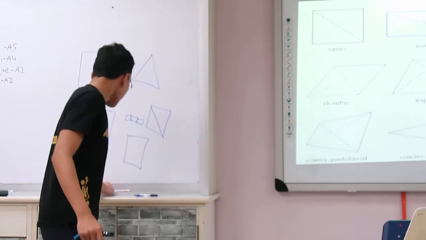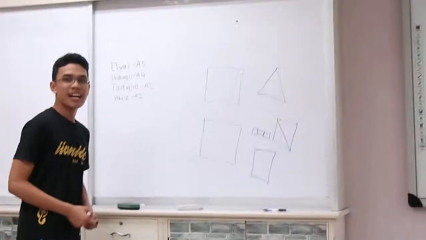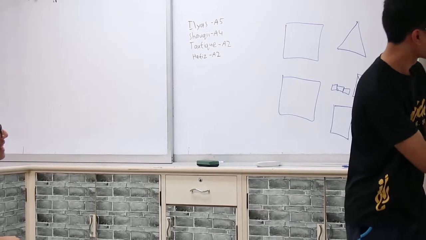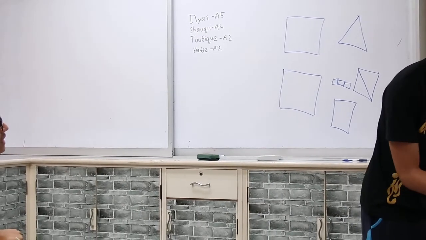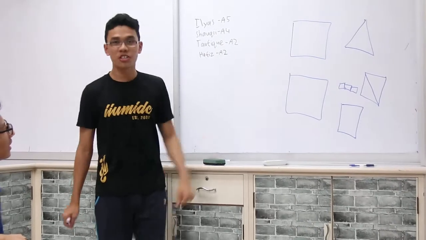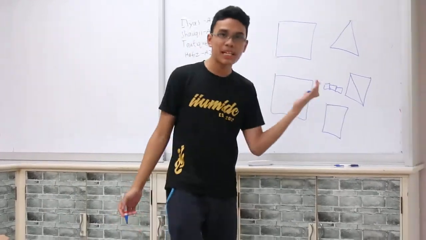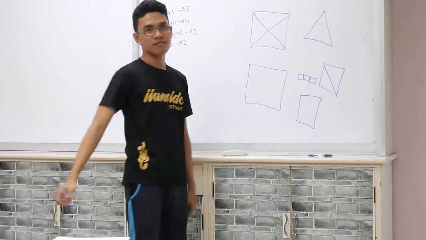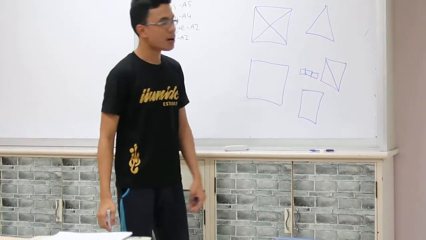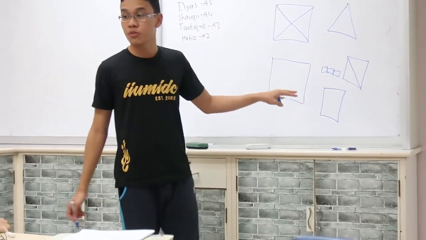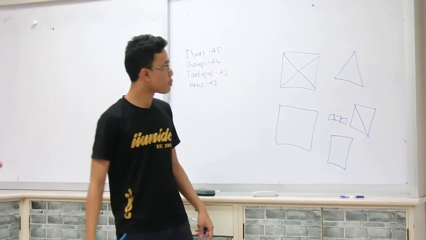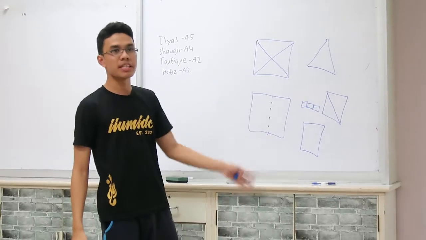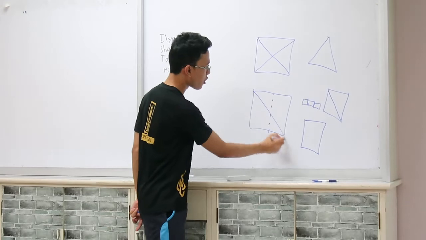Whenever I draw a shape, I can always split it into triangles. However, this is only exclusive to diagonals because computers cannot do this. They cannot split it through the middle. It must be from corner to corner.